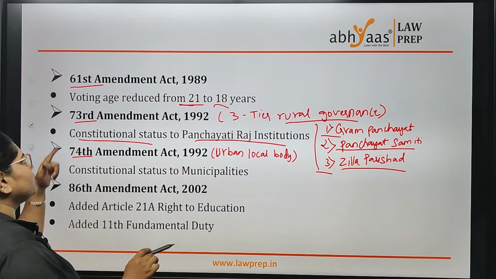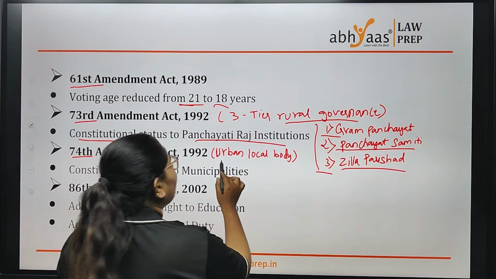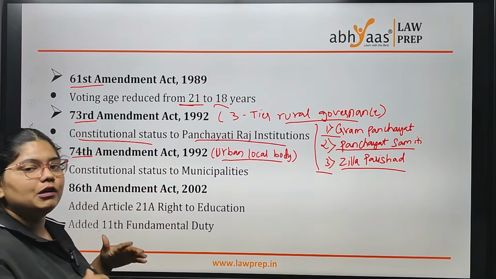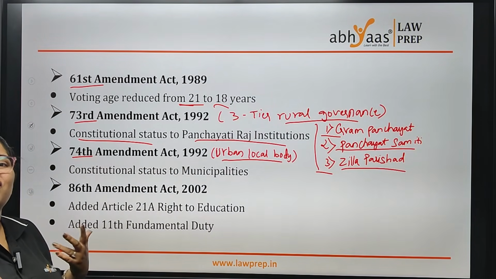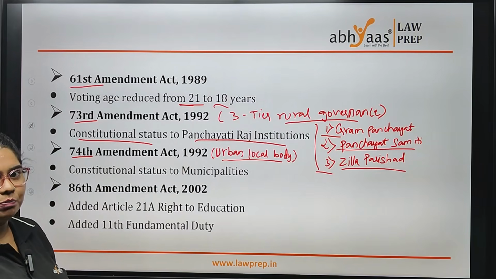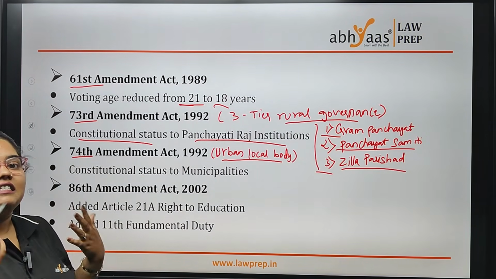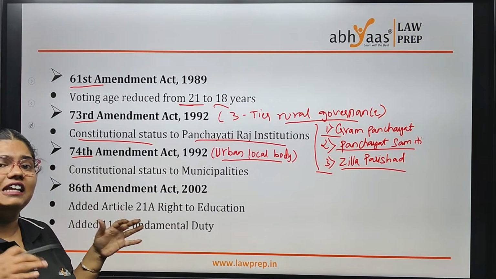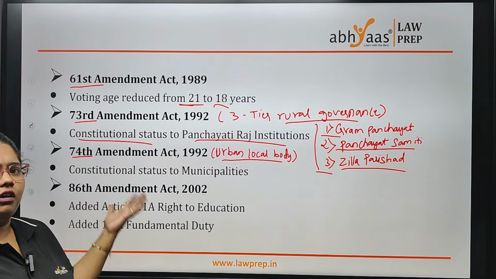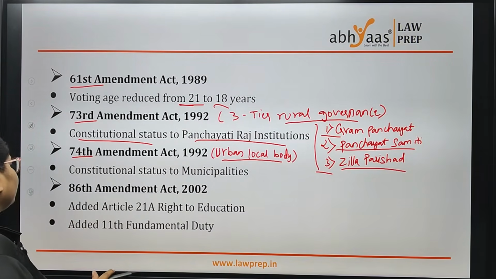And similar to 73, we have the 74th amendment, which is talking about urban local bodies or urban local governance, where we talk about municipalities. For example, we have GHMC, Greater Hyderabad Municipal Corporation. This also falls under your 74th amendment, where we are saying that locally we should govern ourselves. There should be no heavy influence of the state government or your center government. We should be capable of governing ourselves.